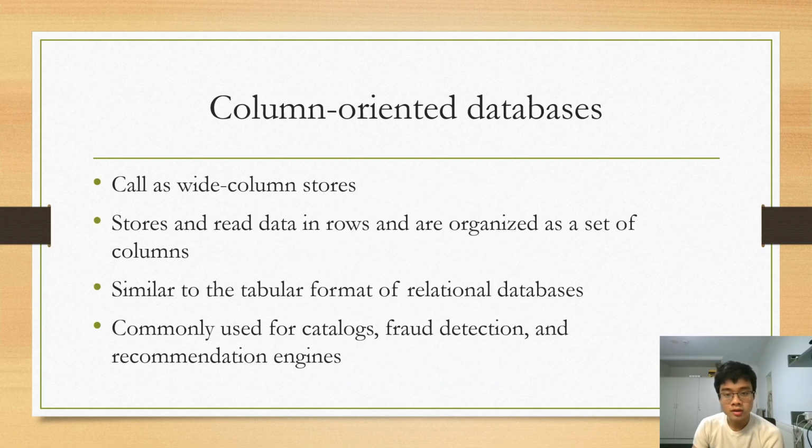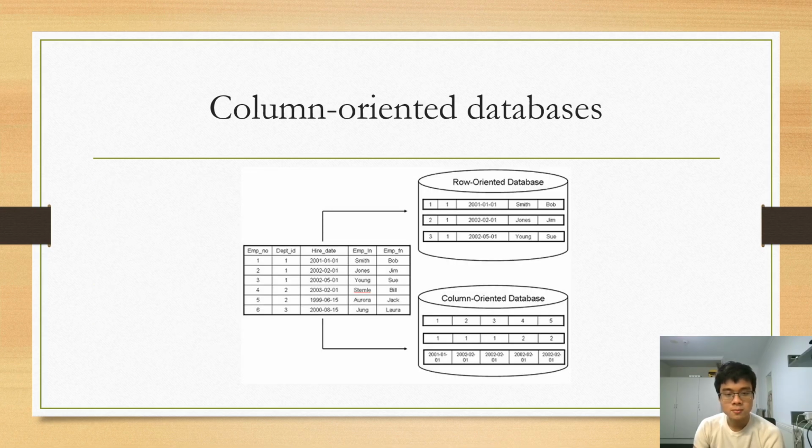Next, column-oriented database. You can also call it wide column store. It stores and reads data in rows and is organized as a set of columns. Each row in the wide column data store is identified by a unique row key. The columns in the row are further divided into column name and value. It is a bit similar to the tabular format of relational database like normal SQL database. It is commonly used for catalog, fraud detection, and recommendation engine. In this picture, it shows how column-oriented database works.